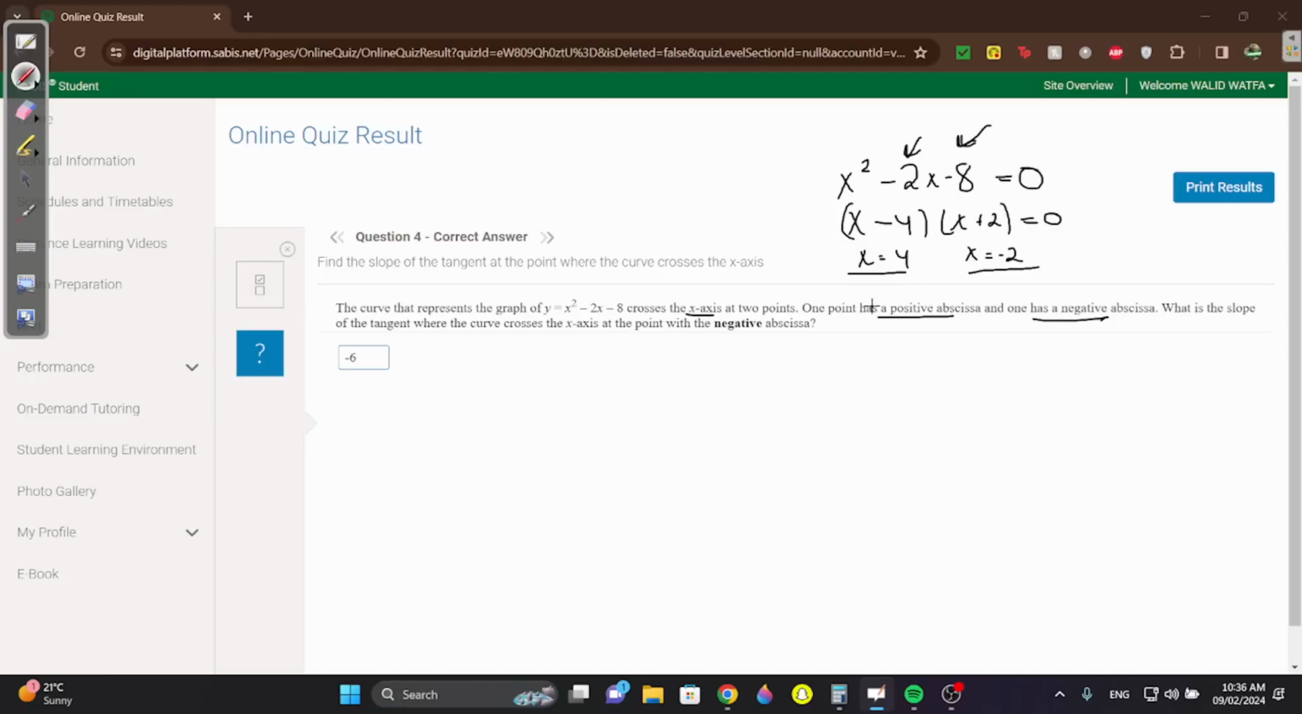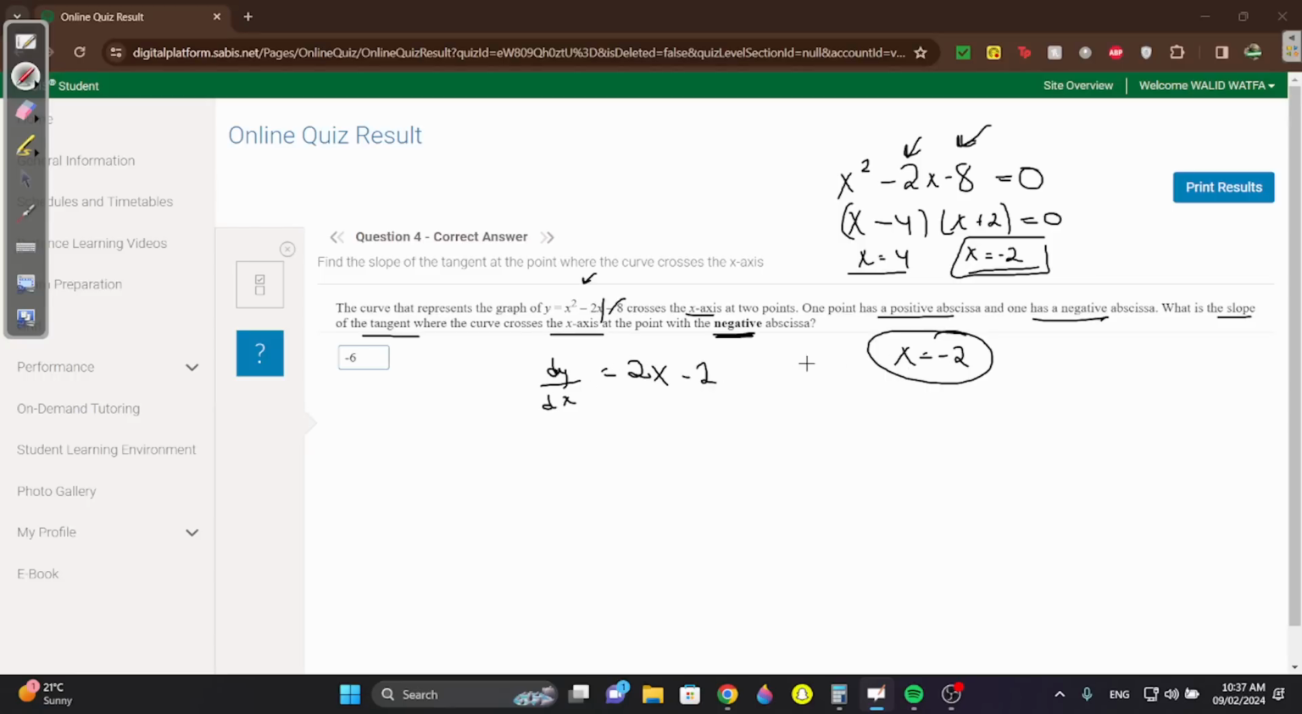They're saying, what is the slope of the tangent where the curve crosses the x-axis at the negative abscissa? So they want to use x equals negative 2. How do we find the slope? We have to derive. Let's find dy over dx. Derive it: 2 times 1 is 2, reduce the exponent by 1, it becomes x. And then minus 1 times 2 is minus 2, reduce this exponent. And this 8 doesn't have an exponent. So your dy over dx is 2x minus 2.